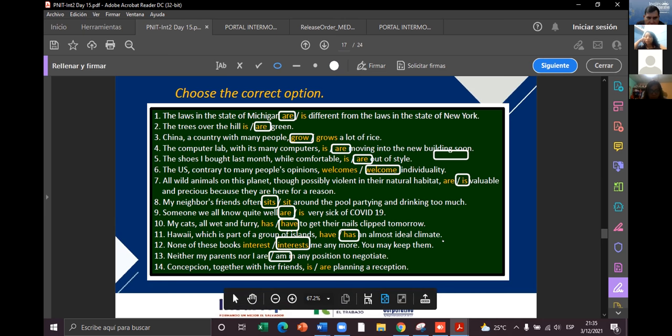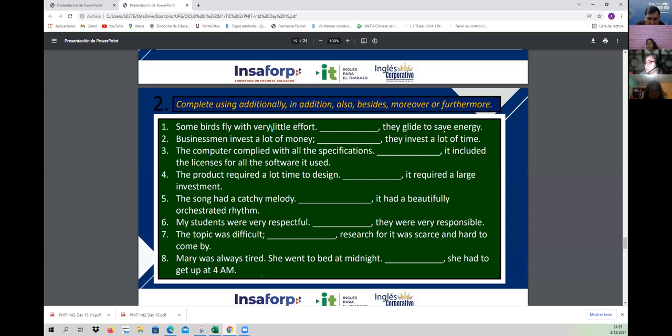Construction together. In addition, research for it was scarce and hard to come by. Mary was always tired. She went to bed at midnight. Besides, she had to get up at 4 a.m.